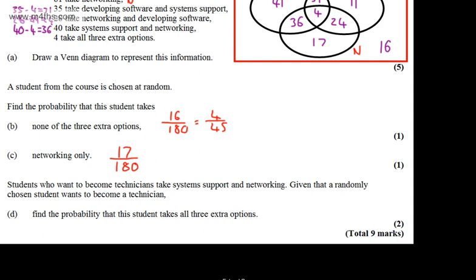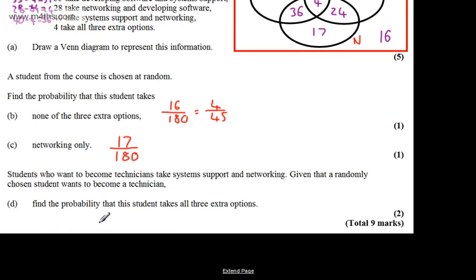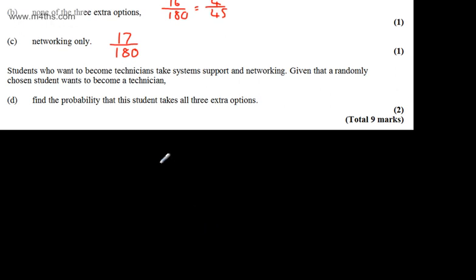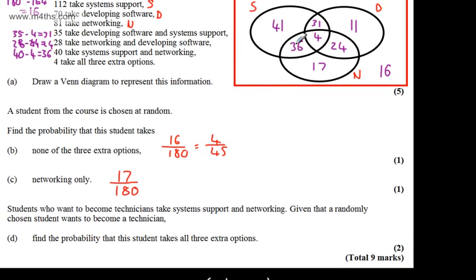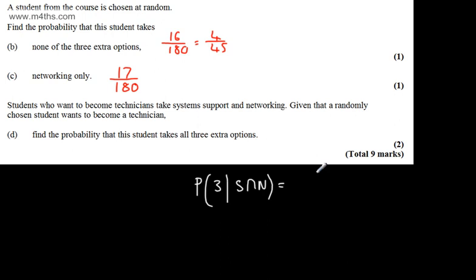So if we look now at the next part, it says students who want to become technicians take system support and networking. Given that a randomly chosen student wants to be a technician, in part D for 2 marks, find the probability that this student takes all 3 options. So we can write the probability of all 3, given now that they do the system support and networking. You can of course use this particular formula, or you can simply go ahead and look at the Venn diagram.